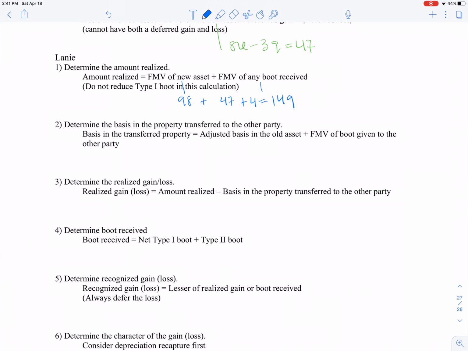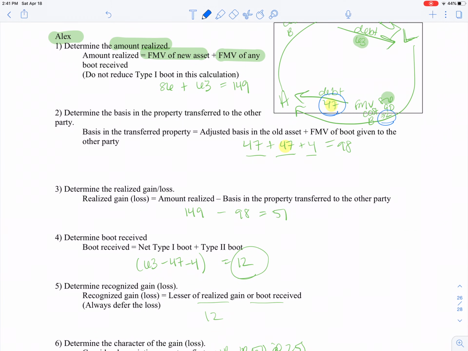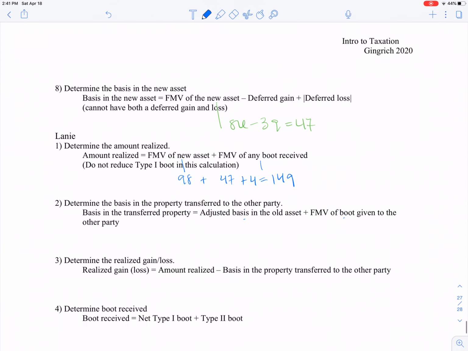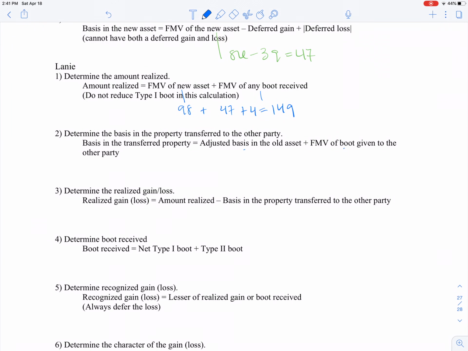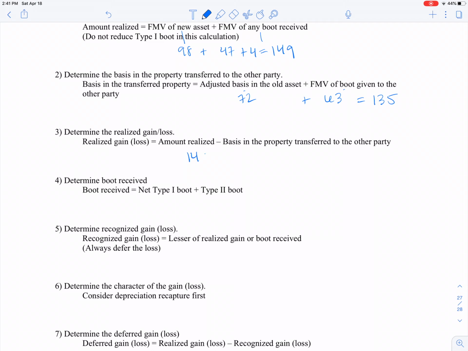All right, the basis in the property transferred to the other party. Her basis in the old asset plus the fair market value of boot given to the other party. So her basis in the asset is 72 plus the fair market value of the boot given to the other party is 63, because that's what she's taking on of his liabilities. So we have 72 plus 63, or 135. Then the realized gain is 149 minus 135, or 14.